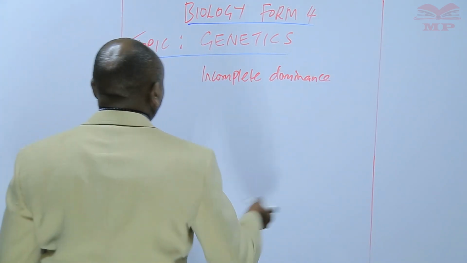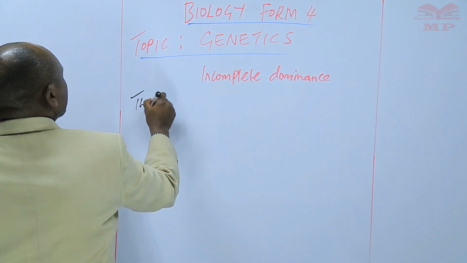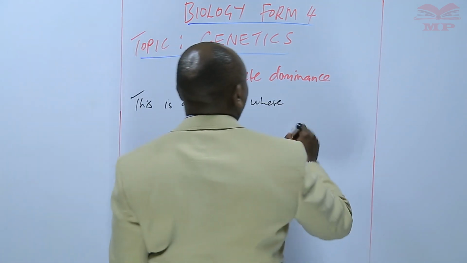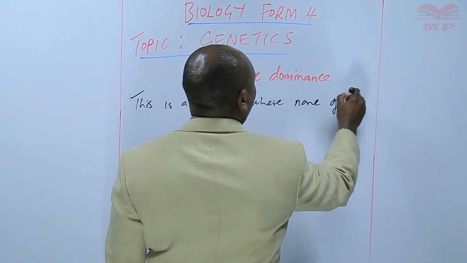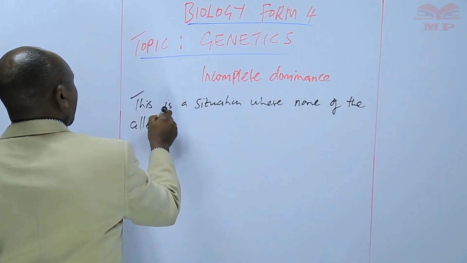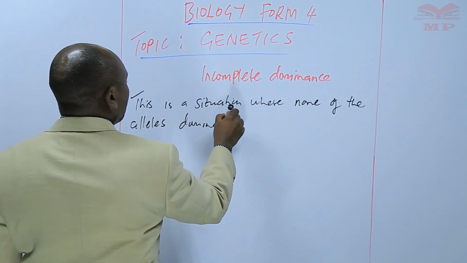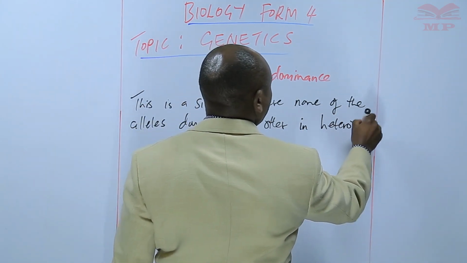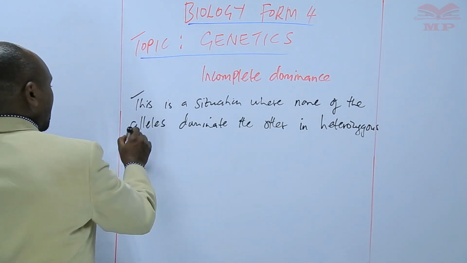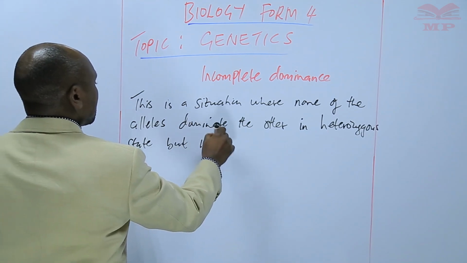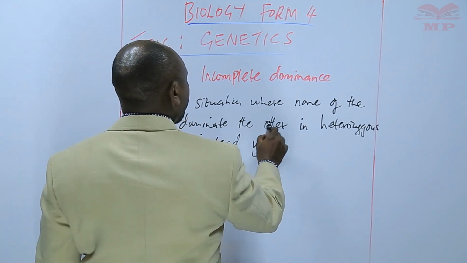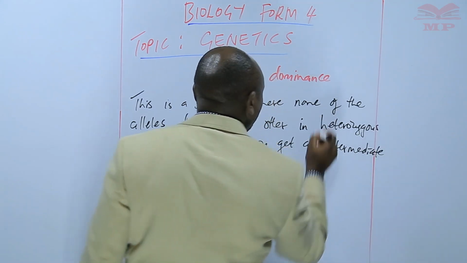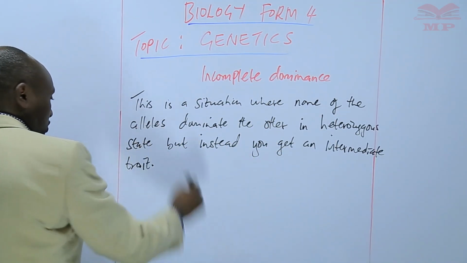So we can explain that and say that this is a situation where none of the alleles dominates the other in heterozygous state, but instead you get an intermediate trait.